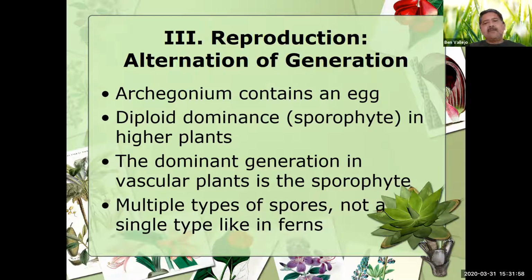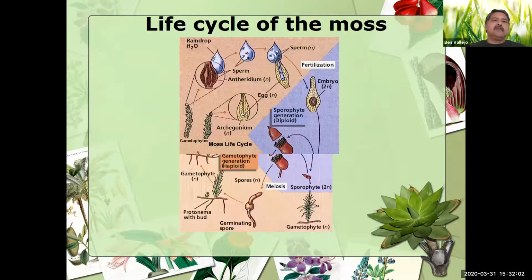There are many types of spores, not a single type like in ferns. So here's a diagram, shows you the life cycle of the moss. And you can see right here, when we think of moss, we think of green things on the ground or maybe on some trees in a really moist, cold environment. But here, if you've ever noticed this little brown structure coming out on top of the green plant, those little brown structures are where the spores come from.